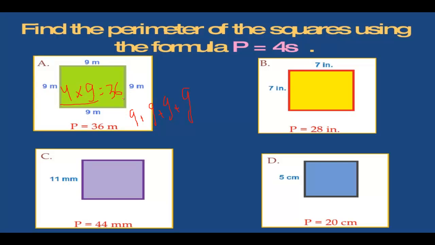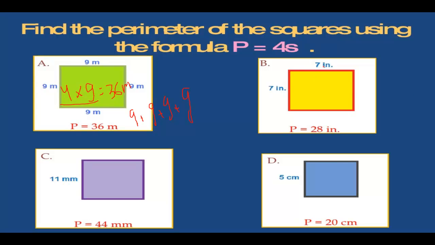Is this answer correct? Of course not, because you forgot to write the unit. 36 what? 36 piece of dessert? 36 centimeter? Of course not. You must write the unit. So 36 meter.